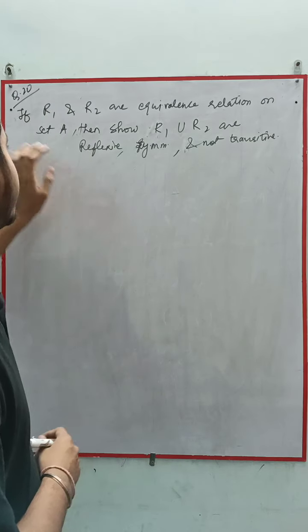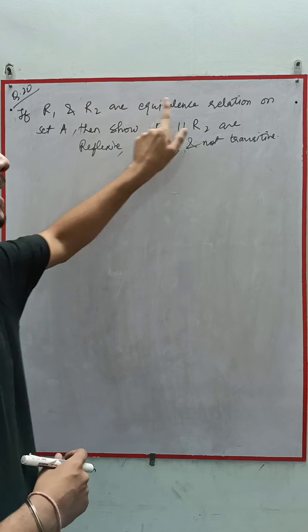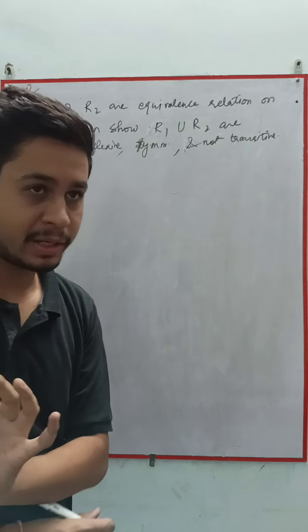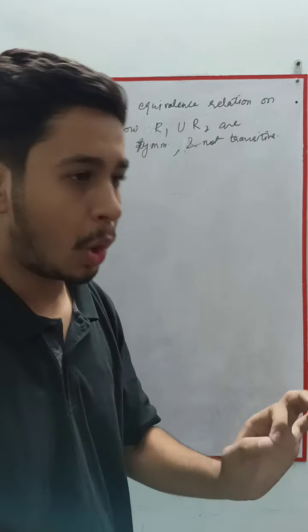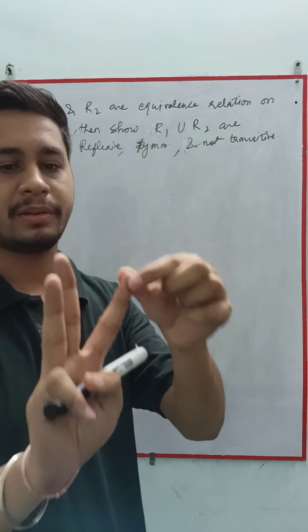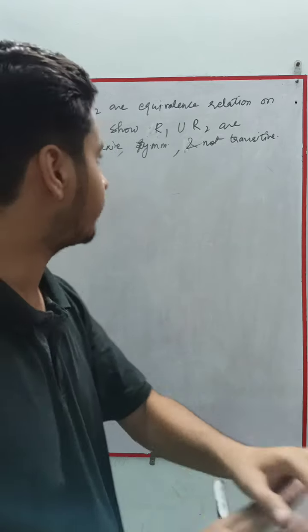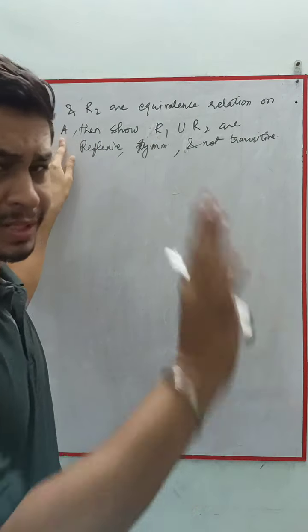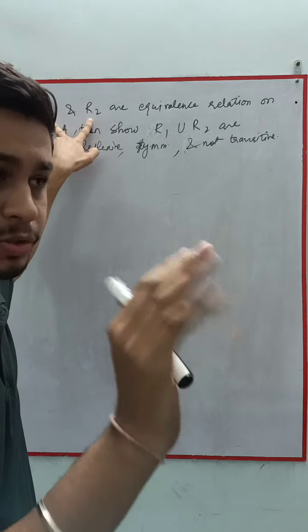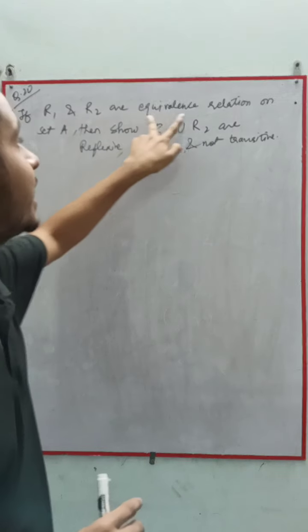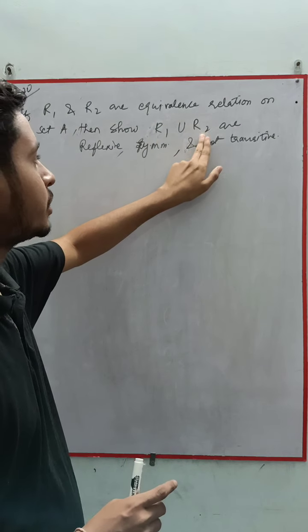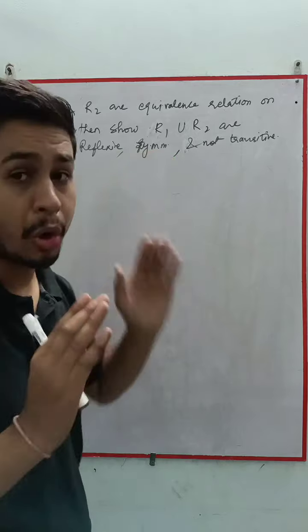Now, here you are given: if R1 and R2 are equivalence relations. We know the meaning of equivalence relation. When do we call a relation equivalence? When it satisfies all three: reflexive, symmetric, and transitive on set A. So there is one set A, in which we have two different relations, and they are equivalence relations. Then show that R1 union R2 is reflexive, symmetric, and not transitive.